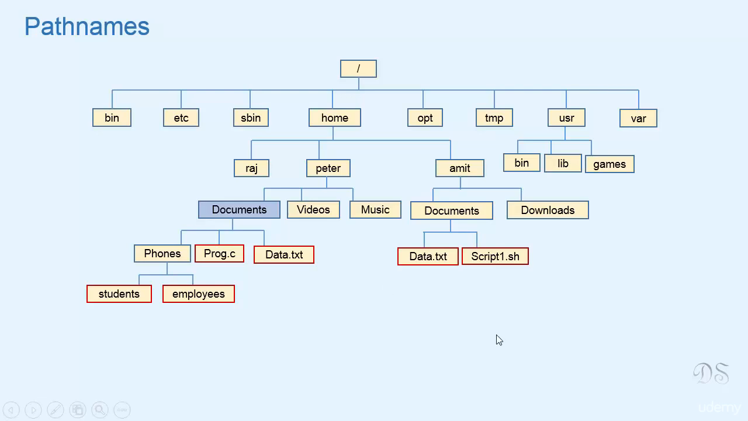If we don't want to change our current directory, we want to keep working in this directory only, but want to access files of other directories, then we have to specify path names for the files instead of simple file names. A path name allows you to identify a file in the system. Path names may be absolute or relative. First, let's see what are absolute path names.